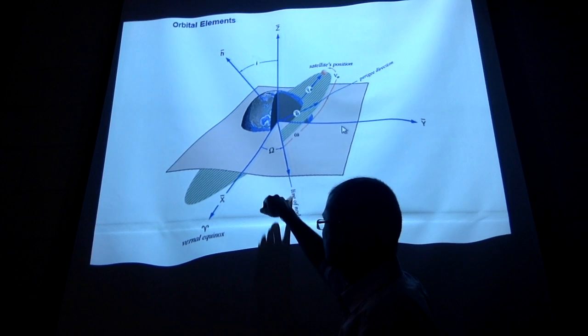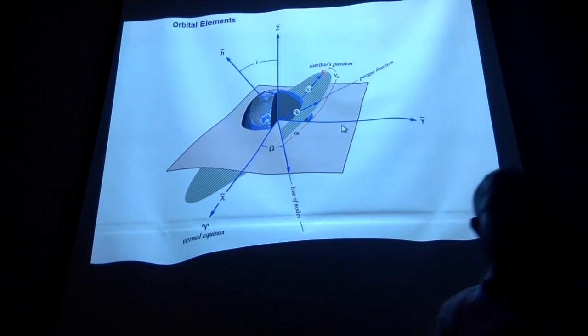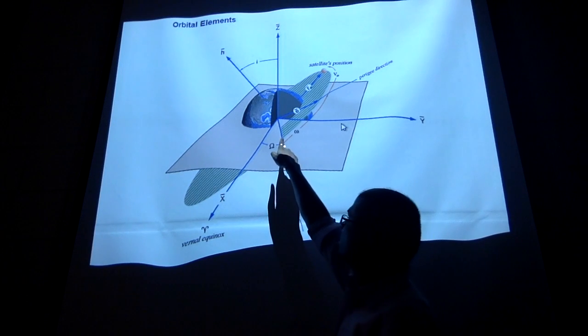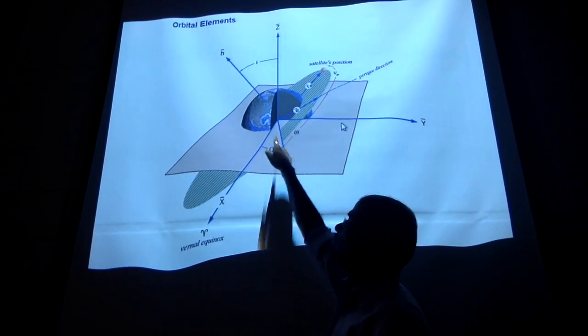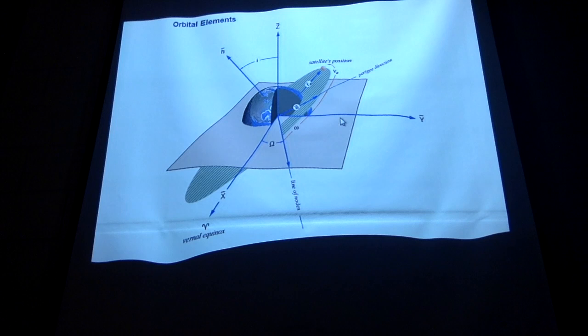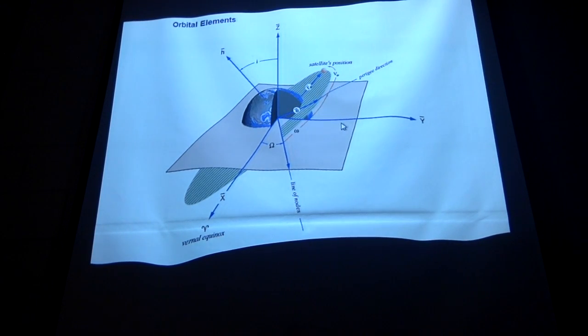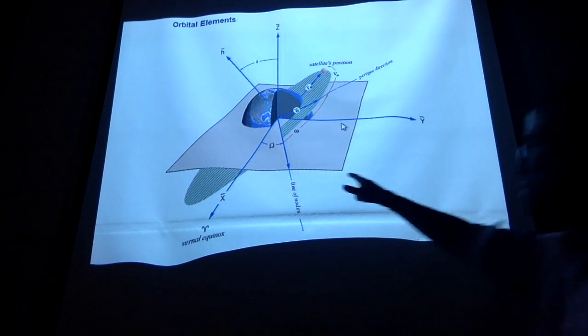line of nodes. Line of nodes means there has to be at least 2 nodes. Agree? What is a node? Node is a point. You see that? So this point is the ascending node. Guys, see that. Don't look at your cell phones. If you don't understand this, you will lose the rest of the lecture, the rest of the semester. So pay attention to it. This is the ascending node.